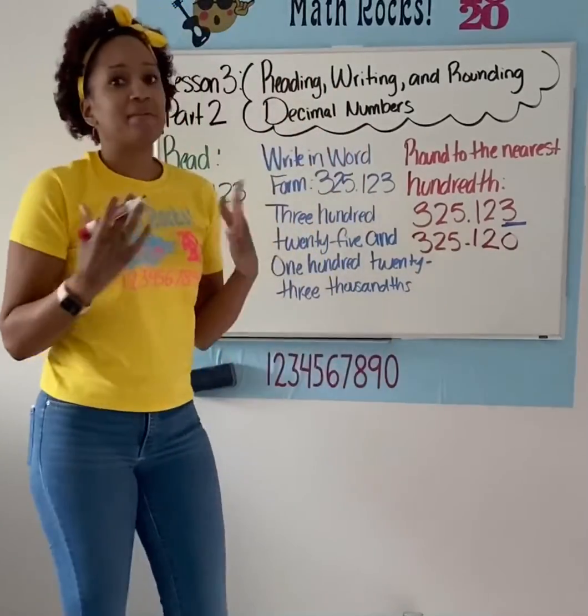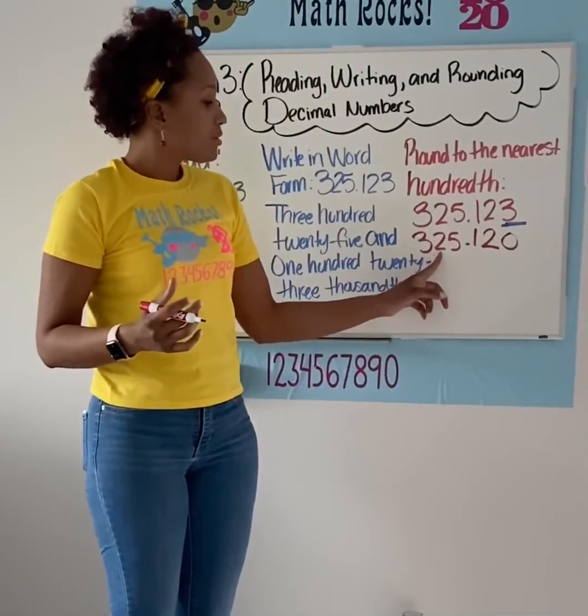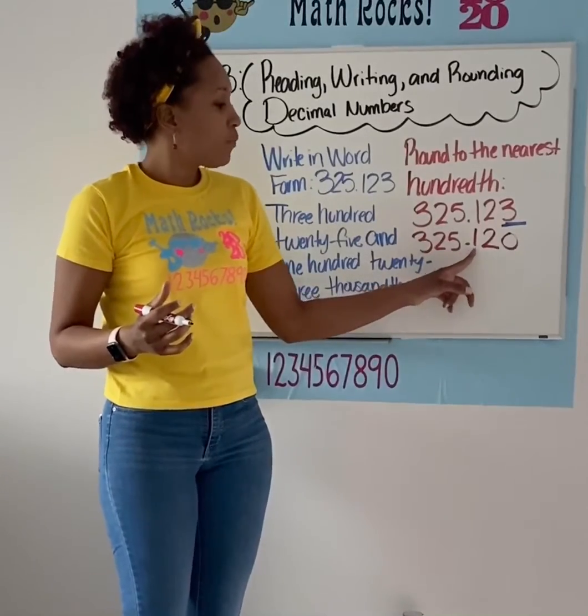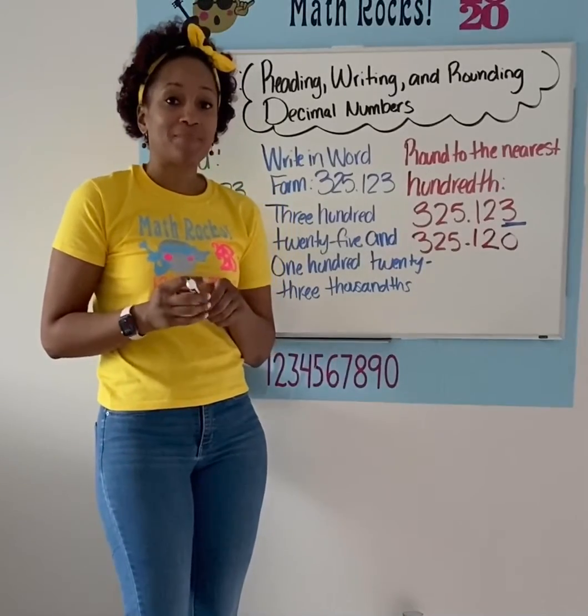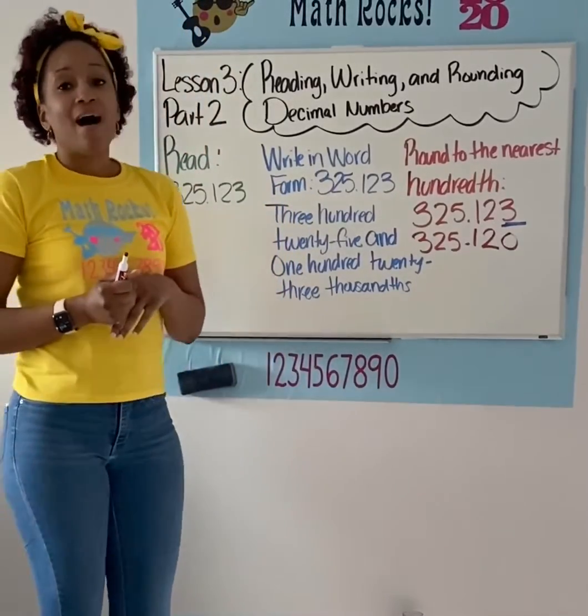So now we will read this number as 325 and 120 thousandths, okay? So that's pretty much it.